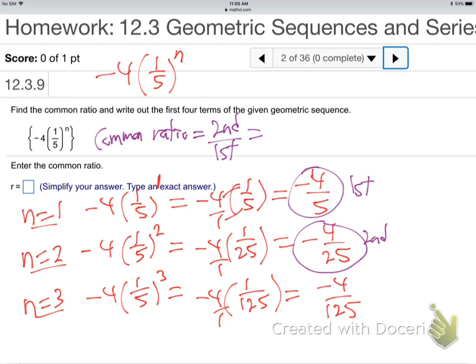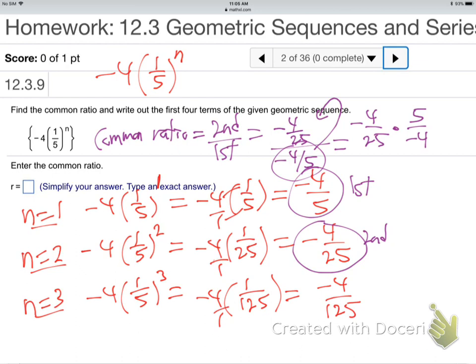So we're going to get minus 4/25 over minus 4/5. Good so far? And what do we do when we have a fraction over a fraction? Yeah, the one on the bottom flips up, right? So it becomes minus 4/25, and this guy flips up like that, times 5 over minus 4. That good so far? Just flips up like that.